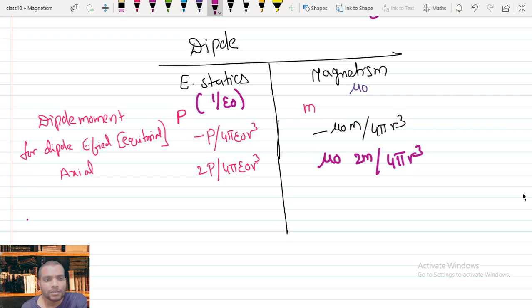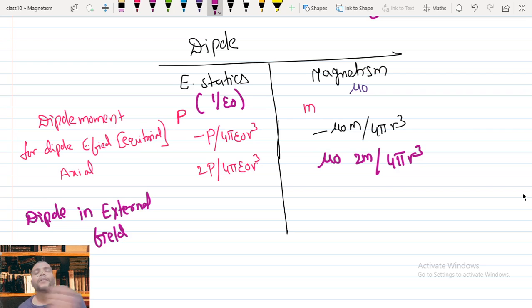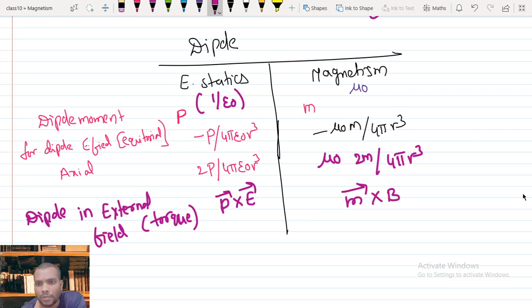Apart from this, consider a dipole in an external field. When an electric dipole is in an external electric field, it experiences torque. In both cases it experiences torque. The torque here is P bar cross E bar, or P E sin theta. In magnetism it is M bar cross B bar.